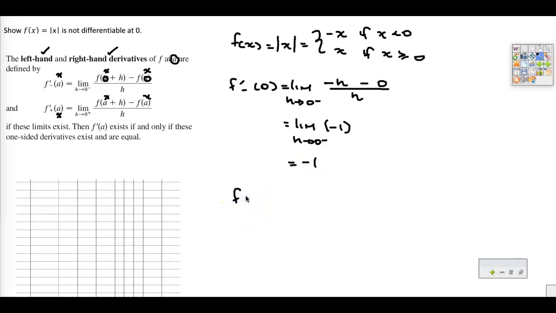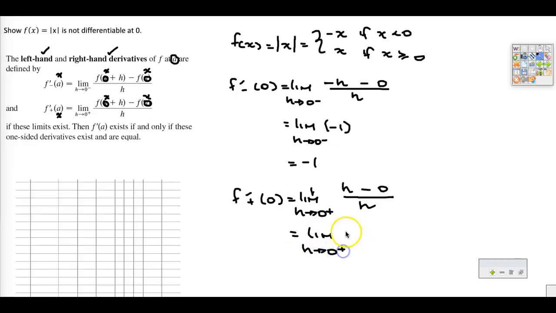Then when you take a look at f prime from the right at 0, again, we're replacing 0 here and 0 here. So when you evaluate your function, you're just replacing h. So that's why you get, I forgot to write the limit, as h approaches 0 from the right, this is now going to be h minus 0, all over h, which you're going to get the limit here as h approaches 0 from the right of 1, and you get 1.